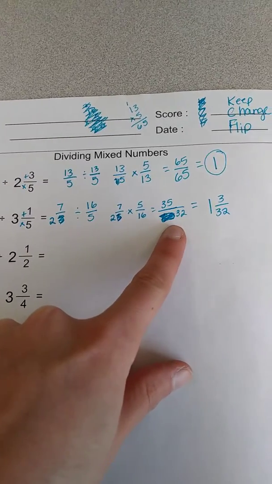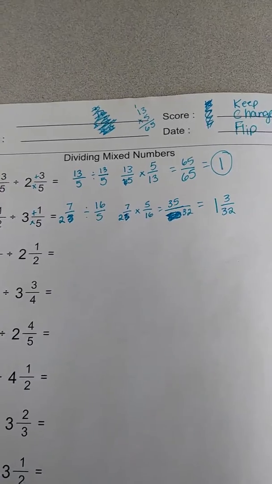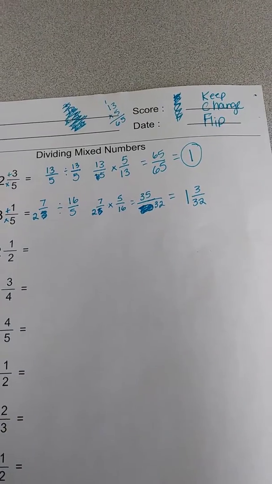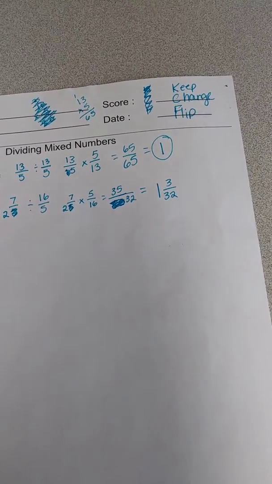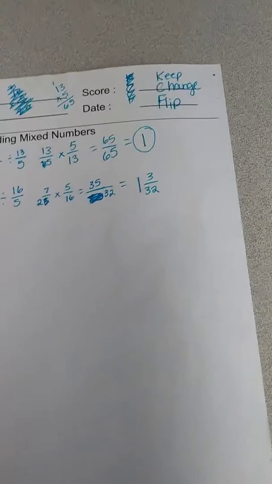When I multiplied straight across, I got 35 over 32, which I was able to do in my head because this is an improper fraction. 35 is greater than 32. I converted it into a mixed number, and I was able to say to myself, 32 goes into 35 one whole time with 3 leftovers, and my denominator stays the same.